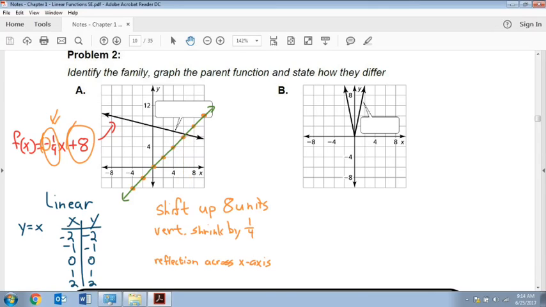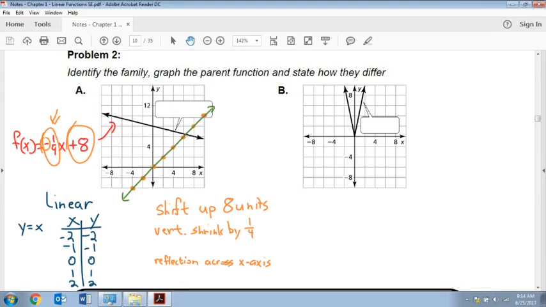So it affected the x-axis. If it was inside, which we'll talk about in a little bit, inside it goes left and right across the y-axis. Okay? But those are the three transformations. All right. Letter B. Let's talk about that one.